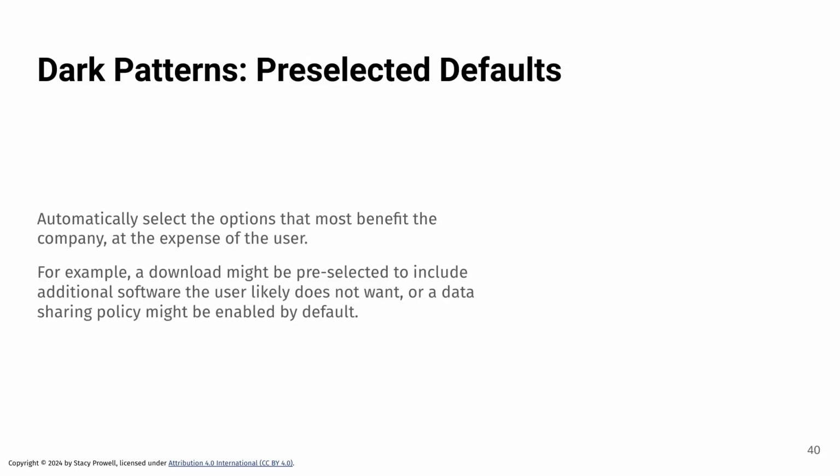Pre-selected defaults, right? So you pop up the little download button and one of the little boxes is checked and it says, include a copy of McAfee antivirus. I don't want that. Don't download that. Go ahead and sign me up for a 6-month subscription to this magazine? No, don't do that. I don't want that, right? Don't automatically check those, right? If they're not paying attention, they'll just click right through, and then they get a bunch of stuff they don't want.